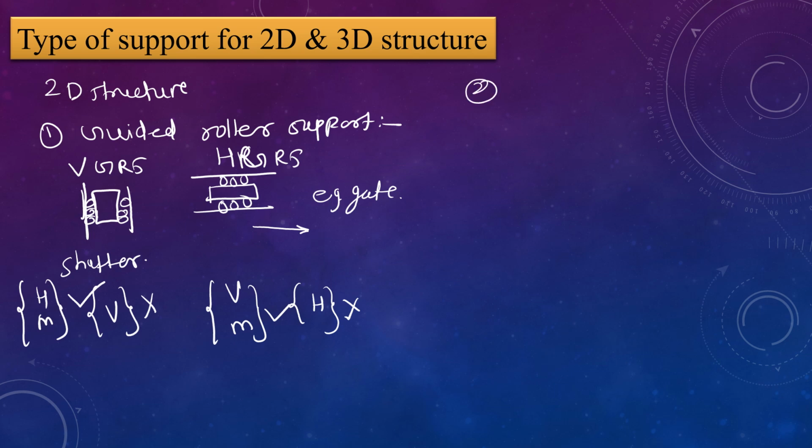Then next support is roller support. So this is how we represent the roller support. This roller support is with a vertical force.